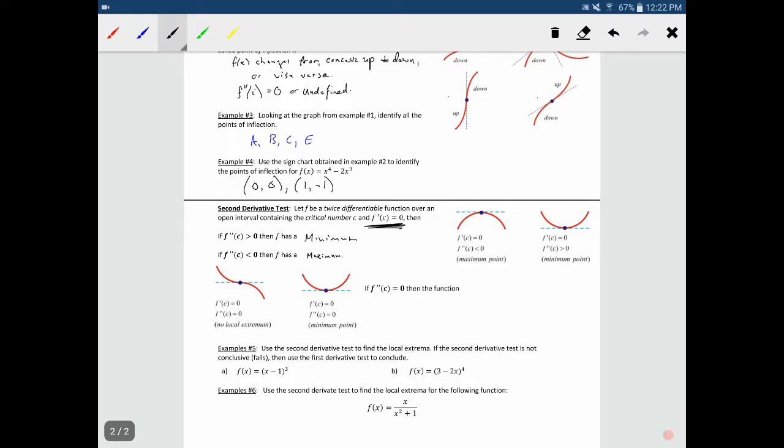So that's basically it. Example number 5 and 6 are what you are going to do, so we can try them out at the beginning of the next class.